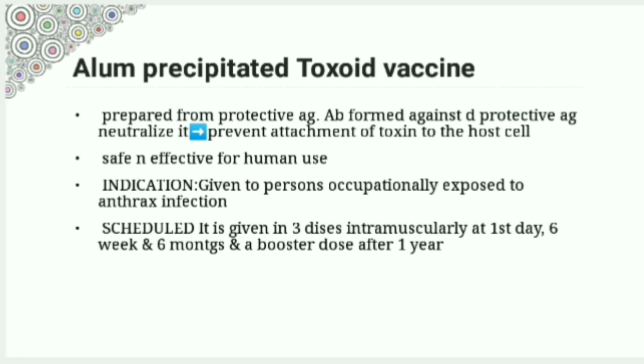This vaccine is given to persons occupationally exposed to anthrax infection. The schedule of this vaccine is that it's given in 3 doses intramuscularly, on the first day, 6th week and 6th month, and a booster dose after 1 year.